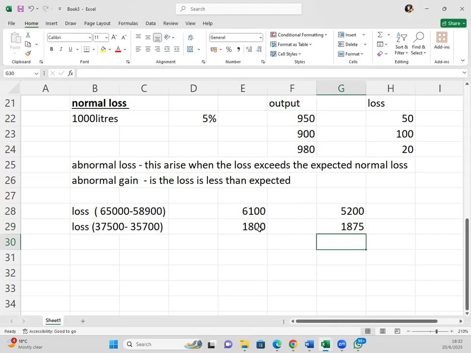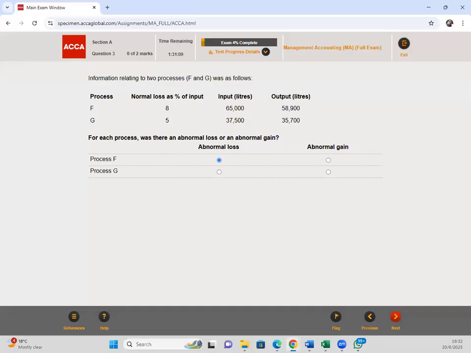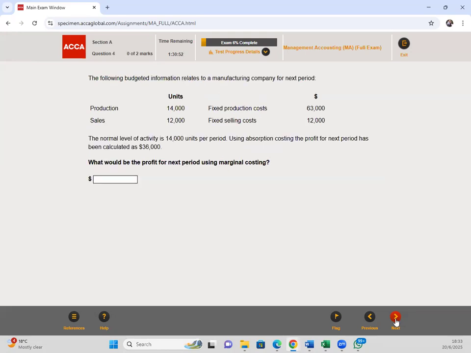Our loss is 1.8, which is less than expected. So don't always assume that since the first one was an abnormal loss, the other one is an abnormal gain. You calculate to prove. You can be given both situations with abnormal loss, or either way.